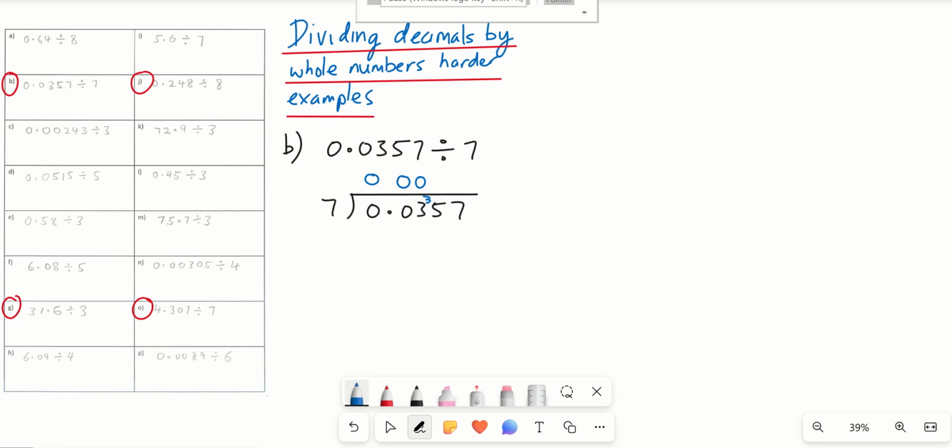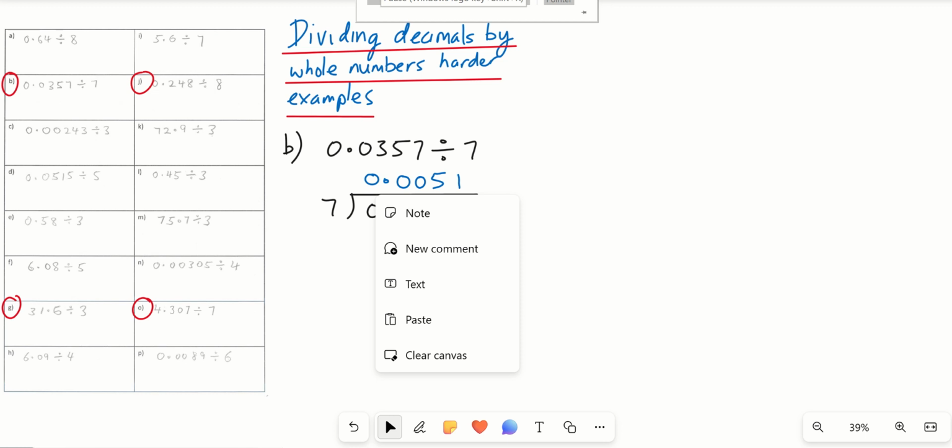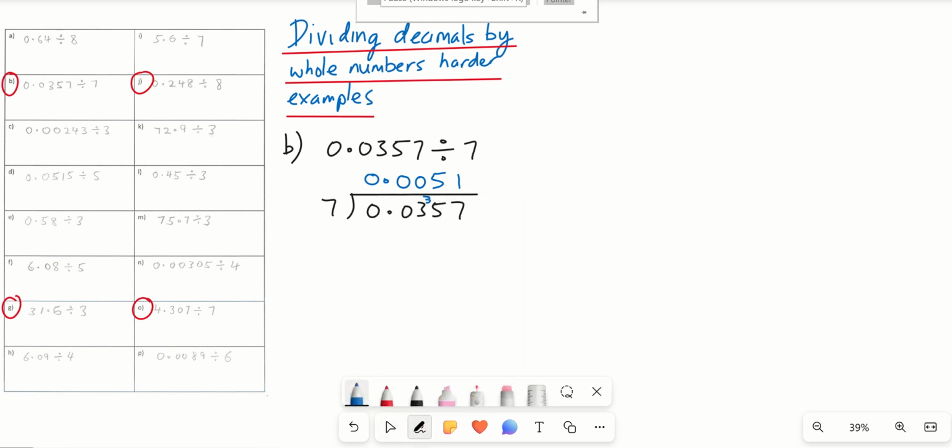So we know that 5 sevens go into 35, which gives us no remainder. And we know that 1 seven then goes into the final digit of 7. And we have to remember to put the decimal point in the same position as the dividend. So the answer in this case is 0.0051.